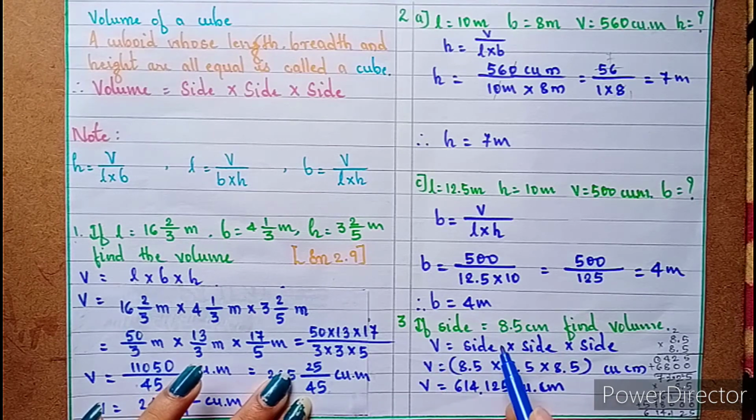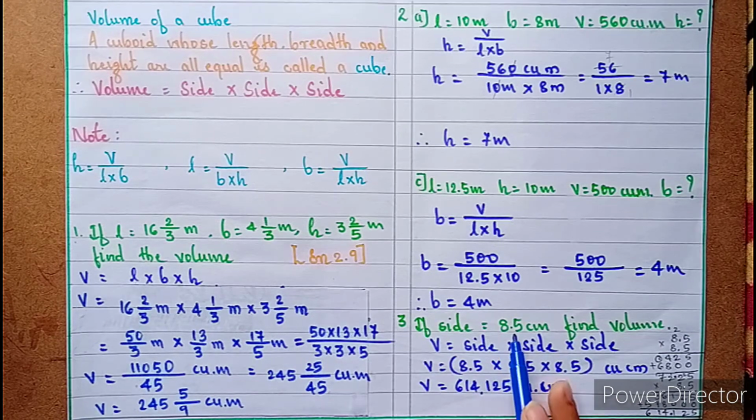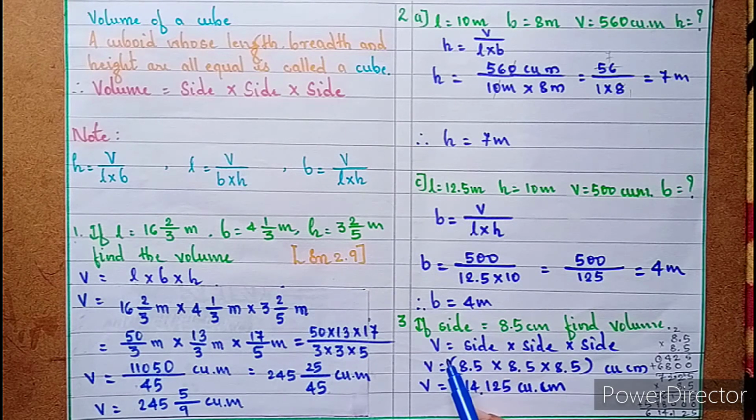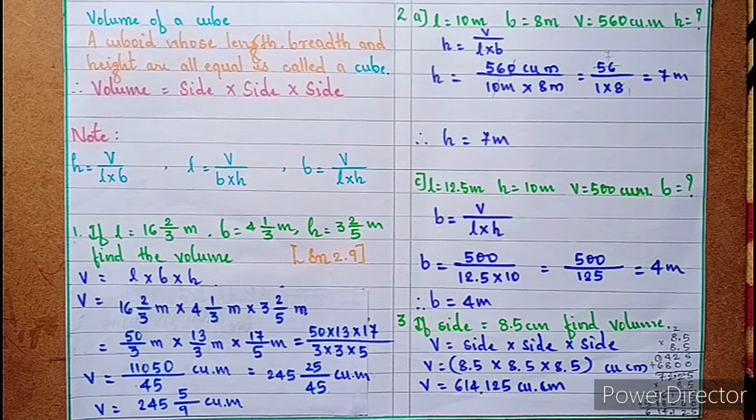Let's see the next example. If side is 8.5 centimeter, find volume. So side is given, only one measurement is given, that means the figure is a cube, of which volume we have to find. Thus the formula for finding volume of a cube is V is equal to side into side into side. Therefore V is equal to 8.5 into 8.5 into 8.5, and when we multiply this way, we'll get the answer 614.125 cubic centimeter. Hope you have understood this.